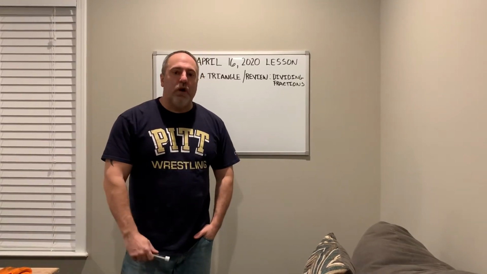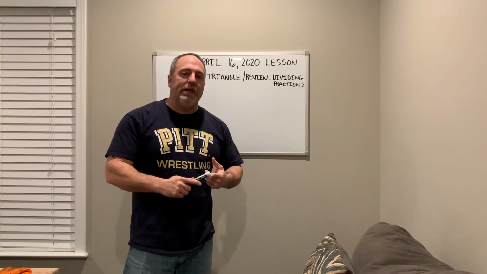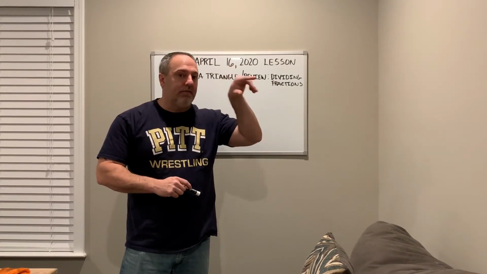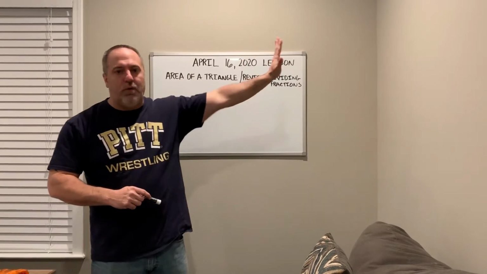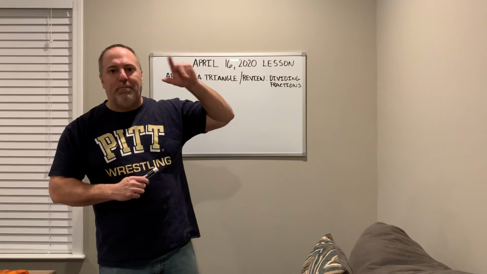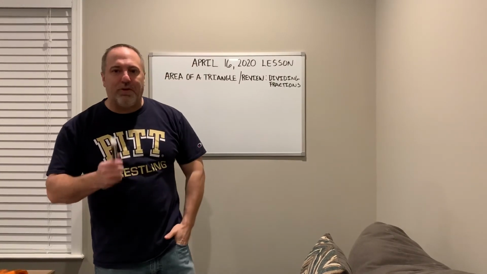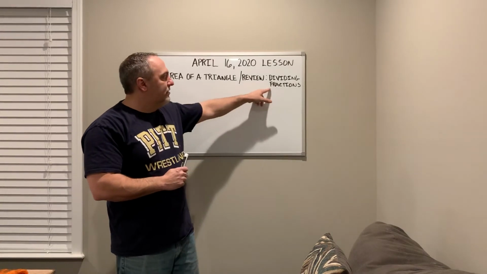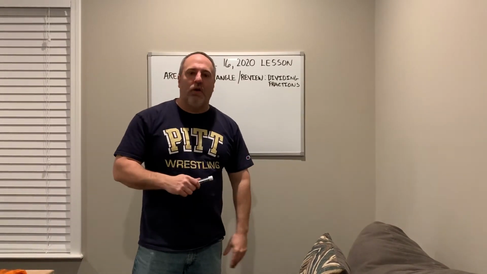That's it. So you have area of a triangle, which you've already done. So that's base times height divided by 2. If you don't divide by 2, you find the area of a parallelogram. You don't want to do that. Make sure you divide by 2 to find the area of a triangle. It's pretty easy. The second thing you have to do is dividing fractions. You did that a long time ago.